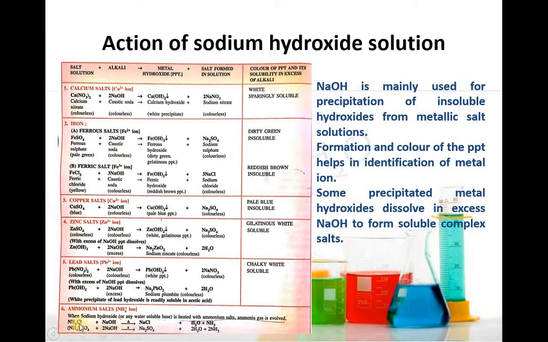Next is ammonium chloride and ammonium sulfate. They also can react with sodium hydroxide. They will give you ammonia gas evolved, and the same reaction will take place with potassium hydroxide solution.